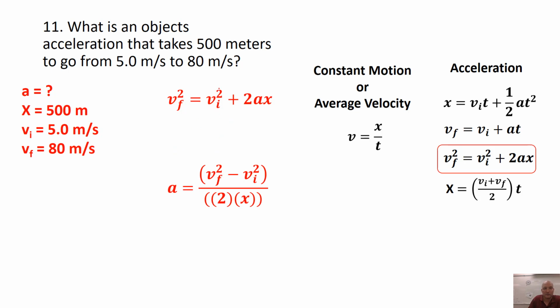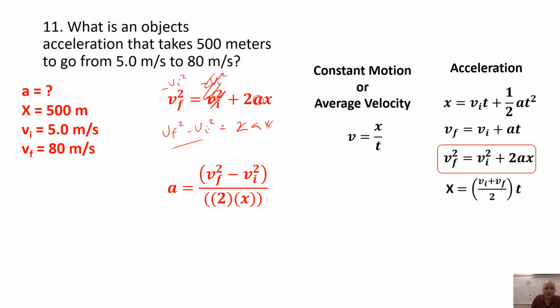We're solving for a. We want to get a alone, so we need to get rid of all the other parts. So we go ahead and subtract vi squared from both sides, and that gets you to vf squared minus vi squared equals 2ax, and then we want to divide both sides by 2x. And that's what leads you to this equation right here.